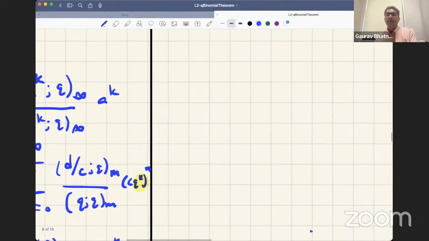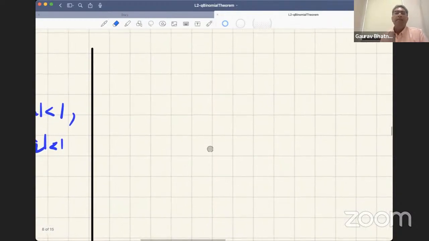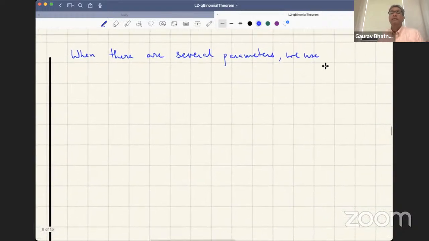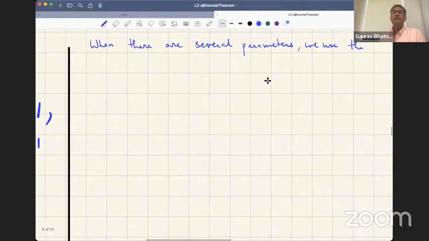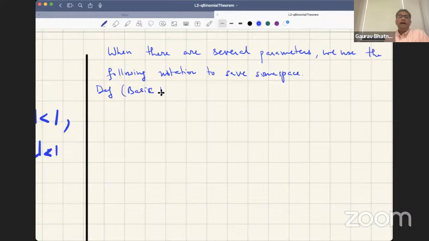Right. So I'll just rewrite it. When there are several parameters, we use a notation, the r phi s notation, to save some space. So let me define it. And this is the basic hypergeometric series.